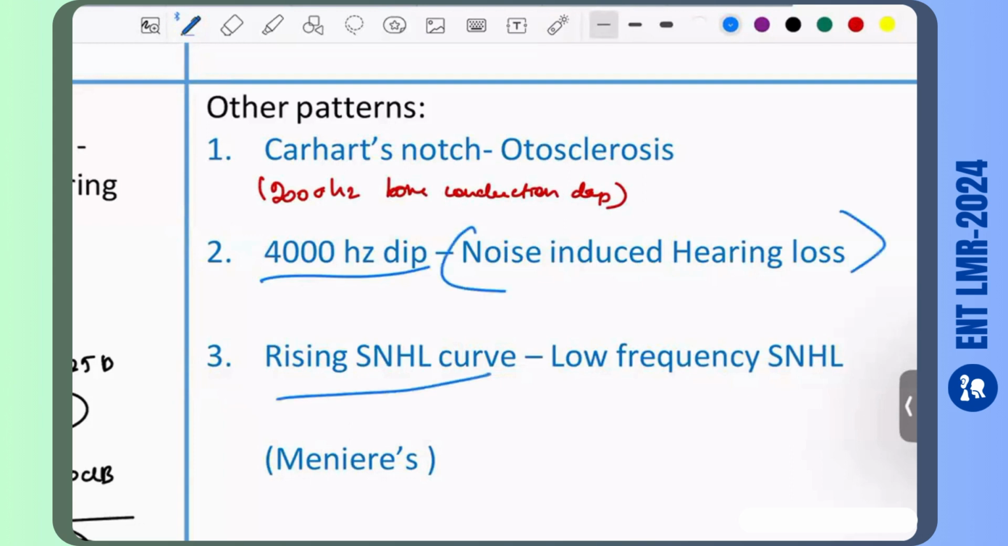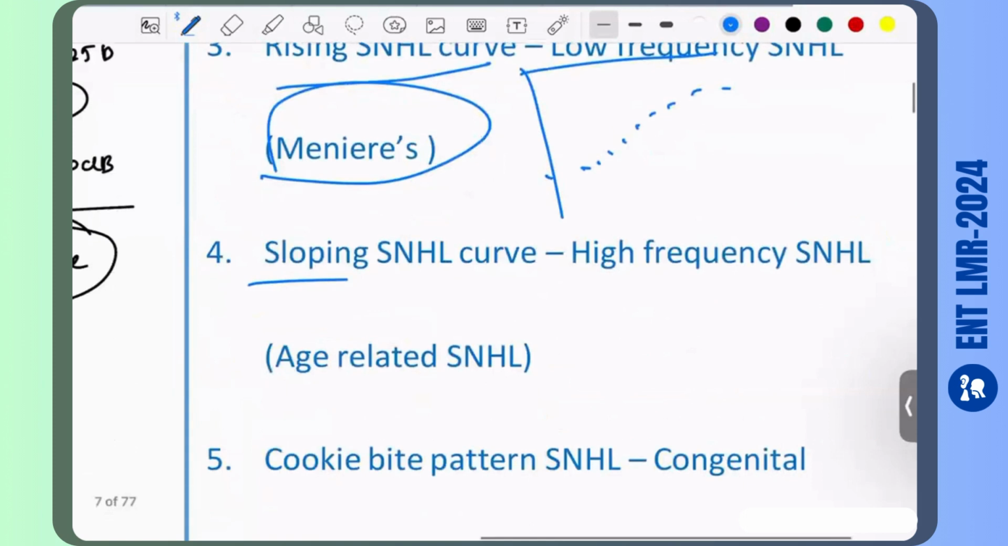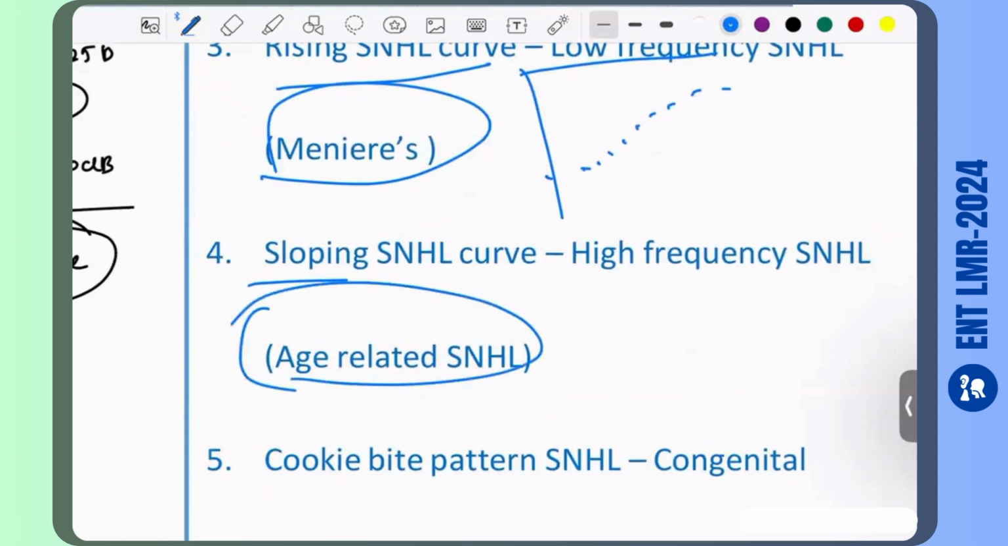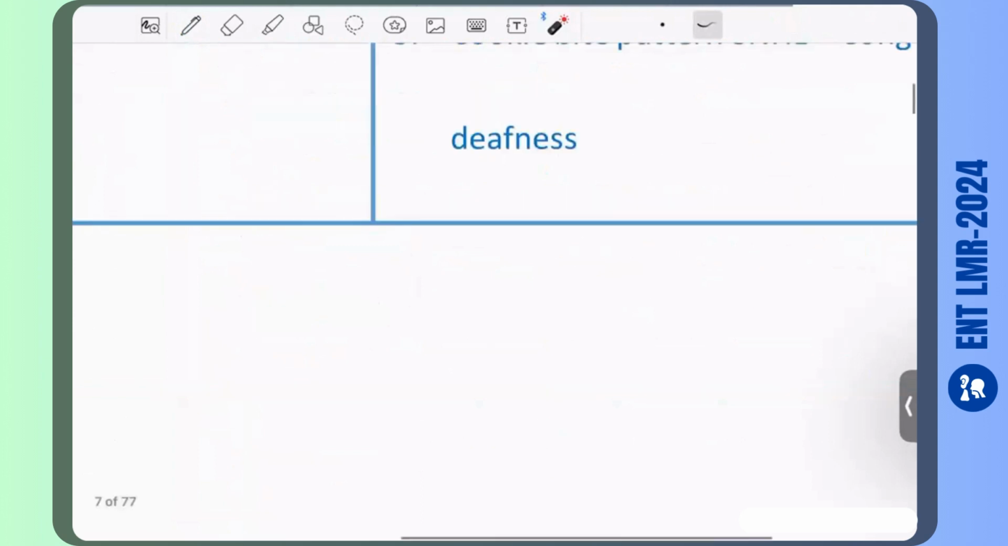Now the rising SNHL curve is a sensory hearing loss which satisfies the 3 thumb rules which I just told you, but it is not uniformly seen. It will be seen in this way. A rising SNHL curve is seen in Meniere's disease. A sloping SNHL curve is seen in presbycusis, otherwise called age-related hearing loss. Cookie bite pattern of SNHL is seen in congenital deafness.